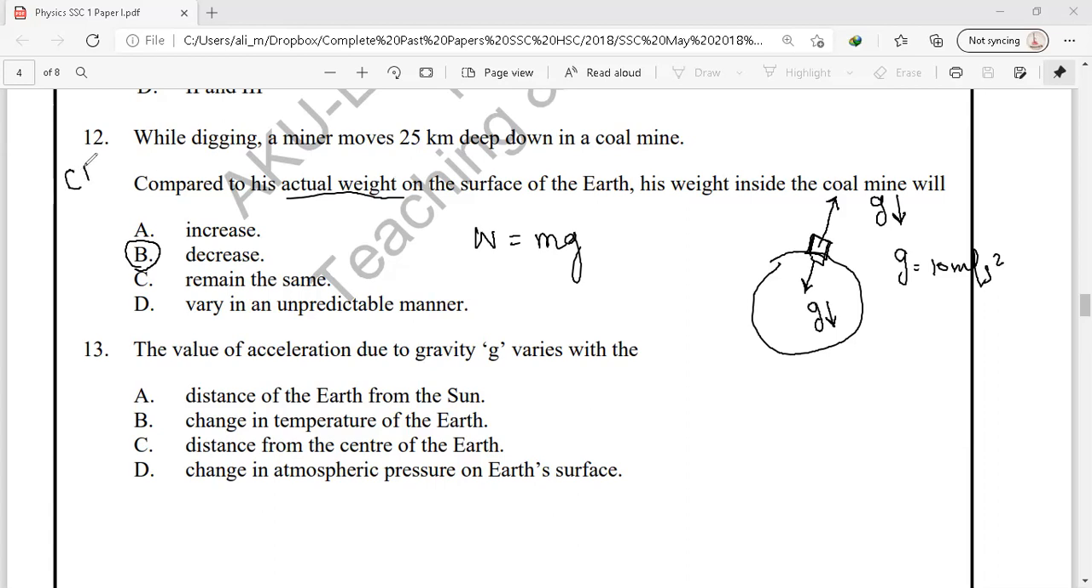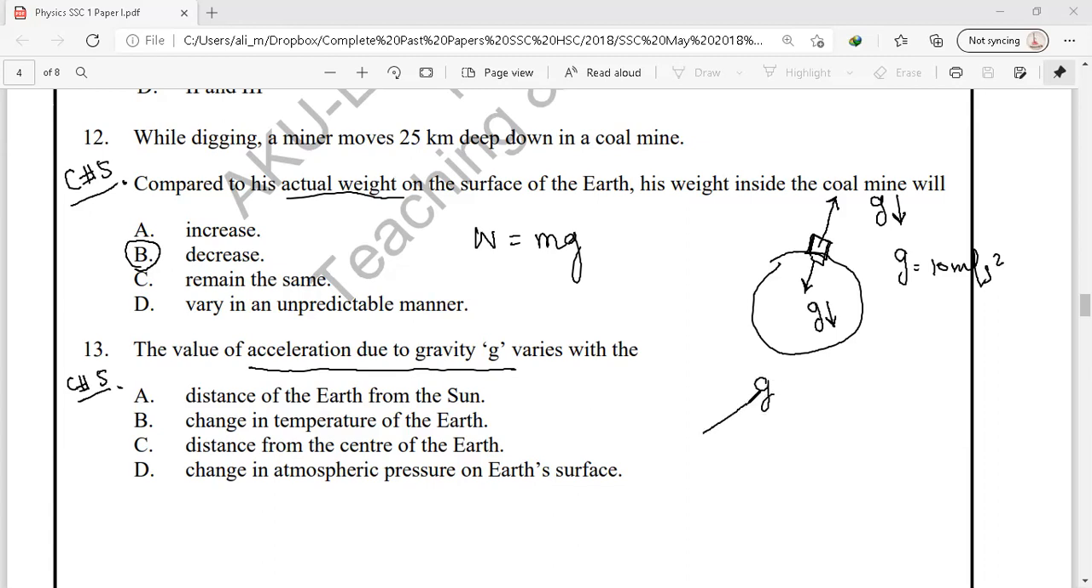So this question is from our chapter number 5, gravitation. Let's move to question number 13, that is also from our chapter number 5, gravitation, and the same topic is asked in this question. The value of acceleration due to gravity varies with. So we have discussed two factors that affect the value of gravitational acceleration.